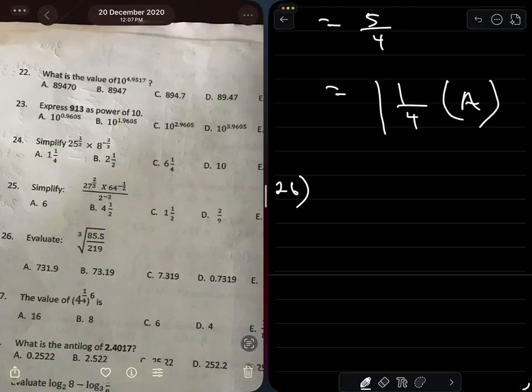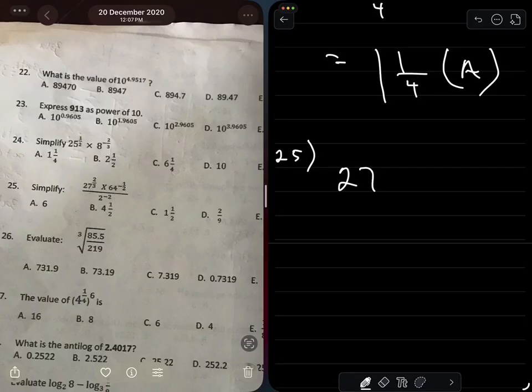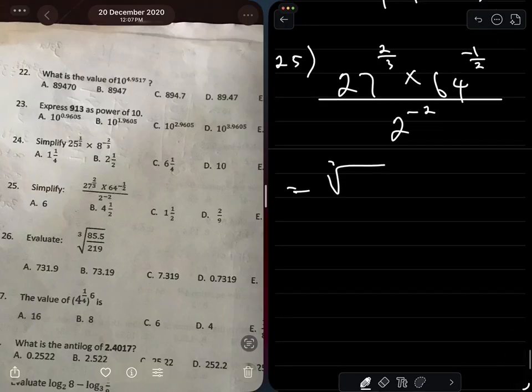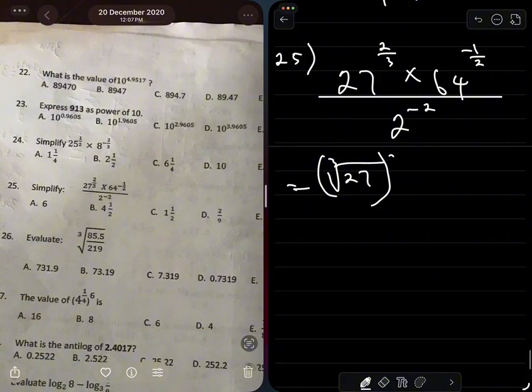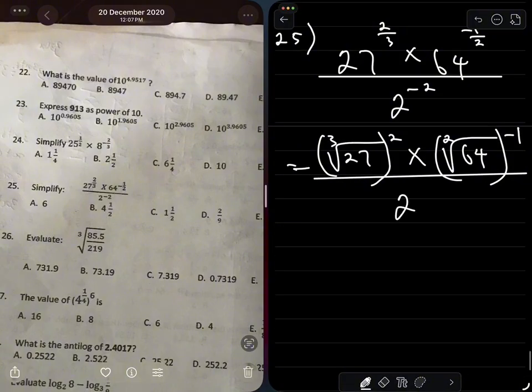We go to 25. Simplify 27 raised to power 2/3 times 64 raised to power minus 1/2, all over 2 raised to power minus 2. That will be equal to the cube root of 27 raised to power 2, times the square root of 64 raised to power minus 1, all over 2 raised to power minus 2.